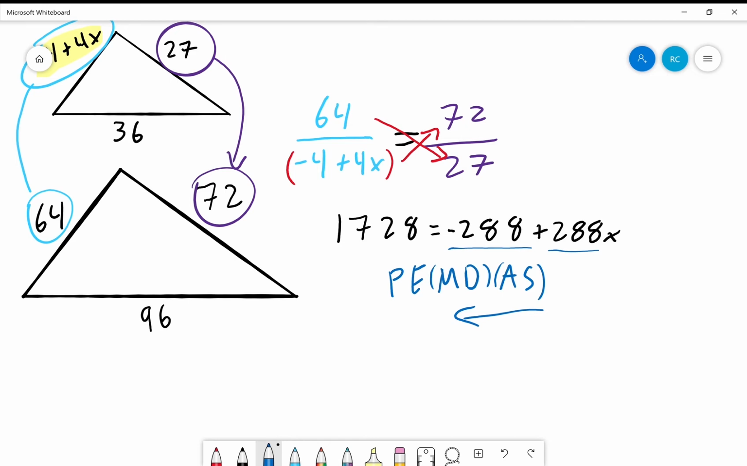Since we are undoing the things that are happening to x in order to balance the equation, we are going to do that backwards. So we're going to start with addition and subtraction, and then we're going to do the multiplication or division. So I'm going to add 288 to both sides. Negative 288 plus positive 288 is 0, which is exactly what I wanted. And 1728 plus 288 equals, hey, 2016.